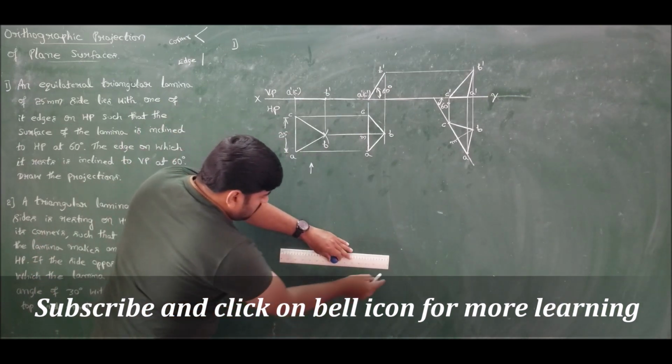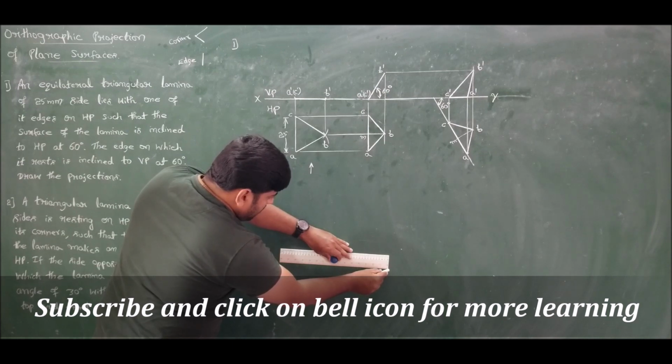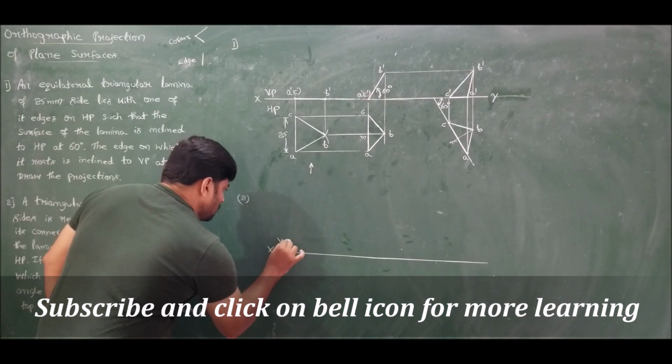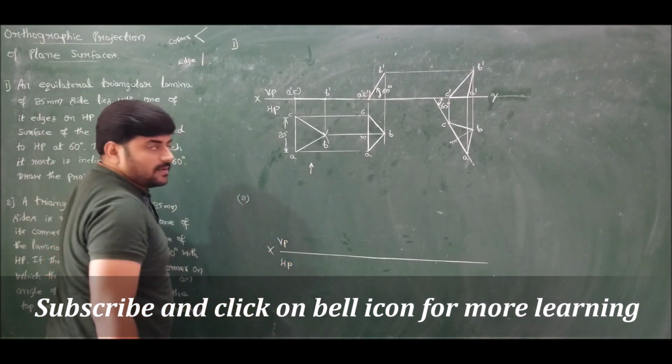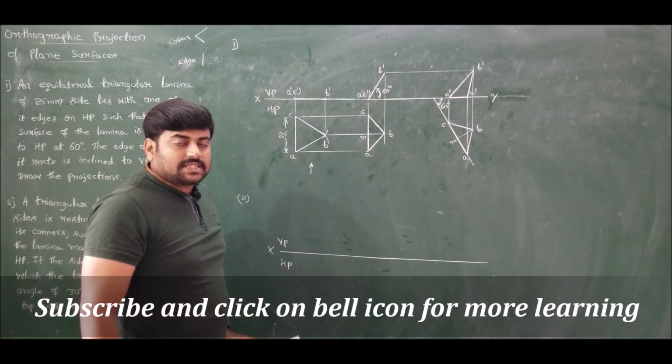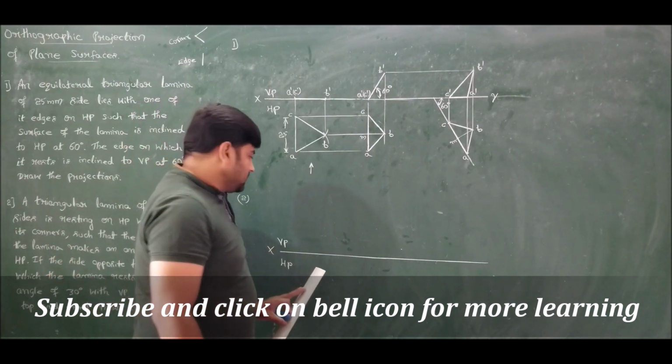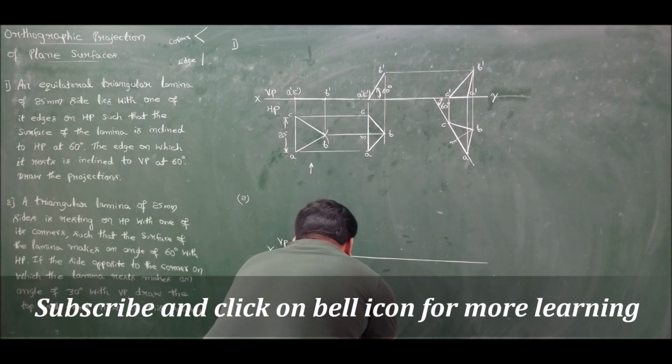Next, moving to the solution of problem number 2, let me draw the XY line and mark VP and HP. So I have drawn the XY line. I call it the vertical plane and horizontal plane. Now I want an equilateral triangle such that I will get the corner towards my left side. So therefore, I will draw a vertical line towards the right.